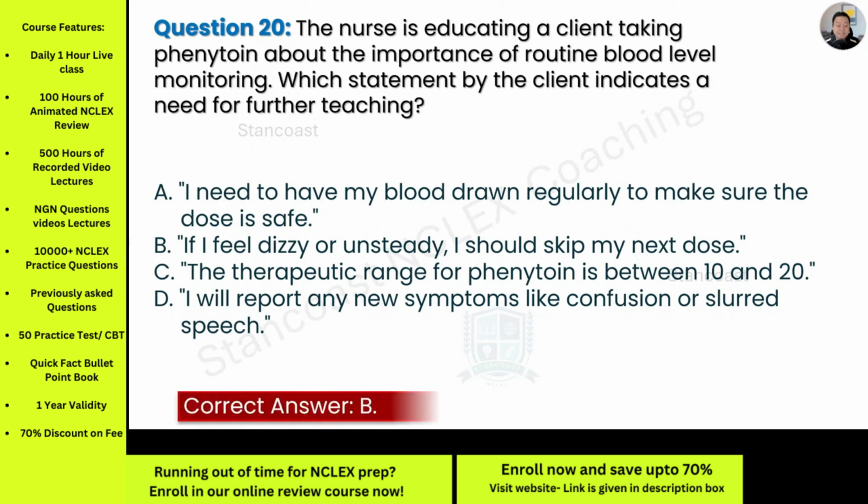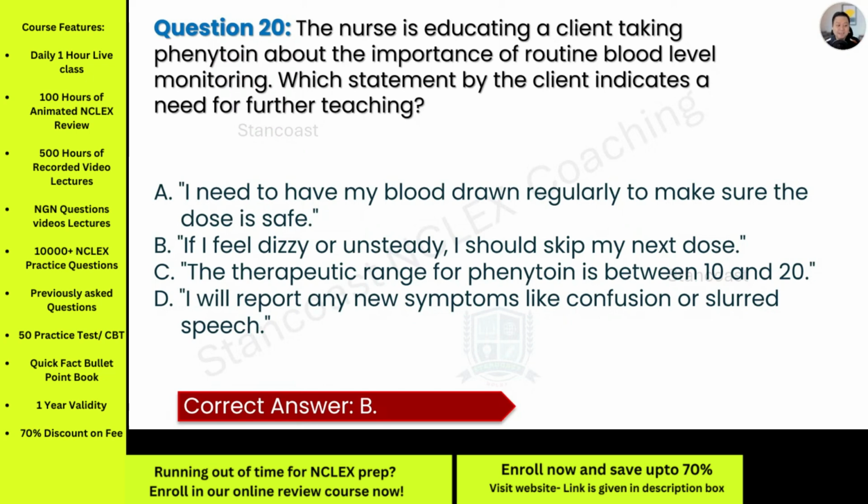The answer is letter B, because the statement here indicates the need for further teaching, because the client should never adjust their medication dosage on their own, even if they experience symptoms like dizziness or unsteadiness. So these symptoms may be signs of phenytoin toxicity, but it is important that any concerns or symptoms are reported to the healthcare provider for further assessment. And the provider is the only one who can determine if the dose should be adjusted, not the patient.